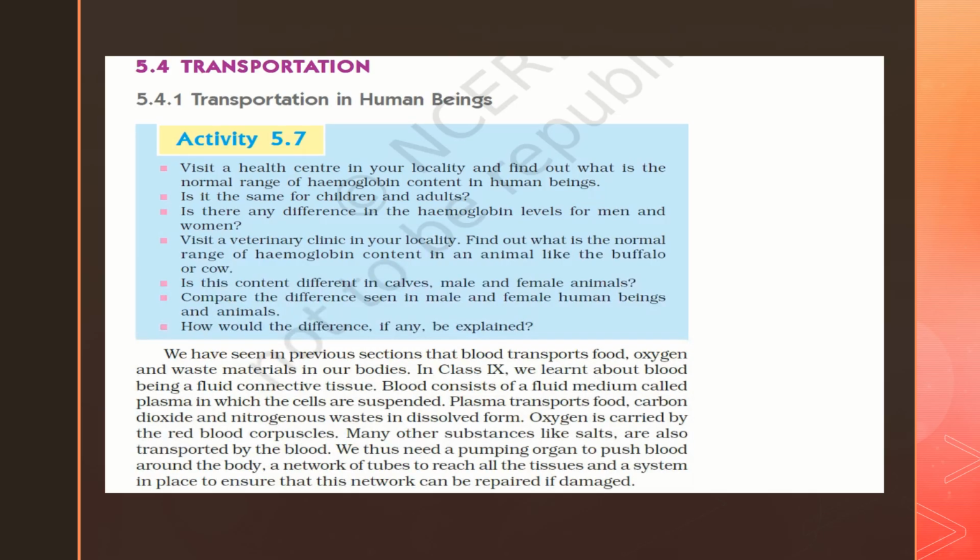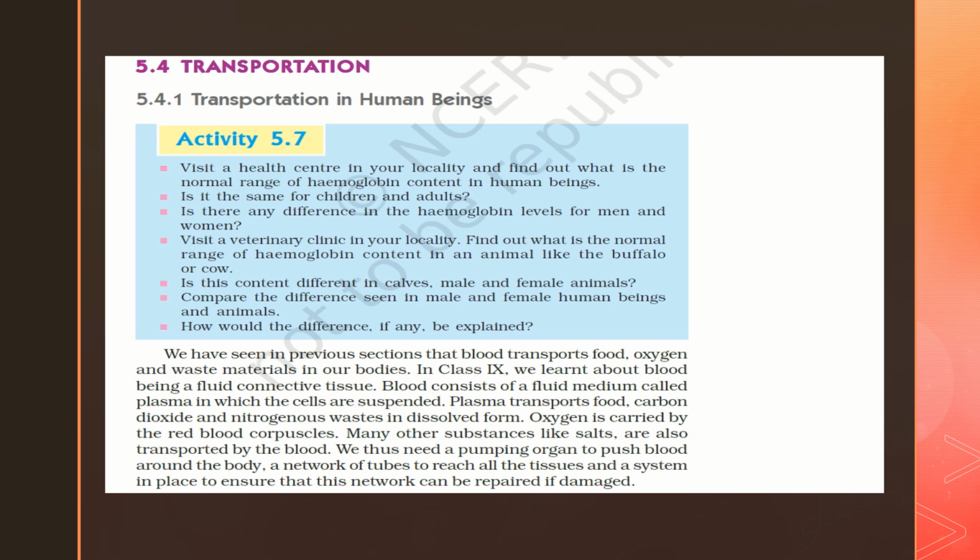Now, in life processes, we have already completed the respiration and nutrition part. So today we are here with transportation. Let's begin with transportation in humans. We are starting here with an activity. Let us see what is there in this activity.